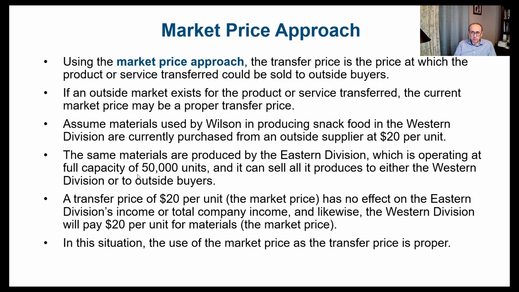A transfer price of $20 per unit, which is the market price, has no effect on the Eastern division income or total company income, and likewise the Western division will pay $20 per unit for material, which is the market price. So in this situation, the use of the market price as the transfer price is proper because, again, full capacity and they already have a market for them. So in this case, if they are going to sell it to the other division, why would I sell it for a lower price?